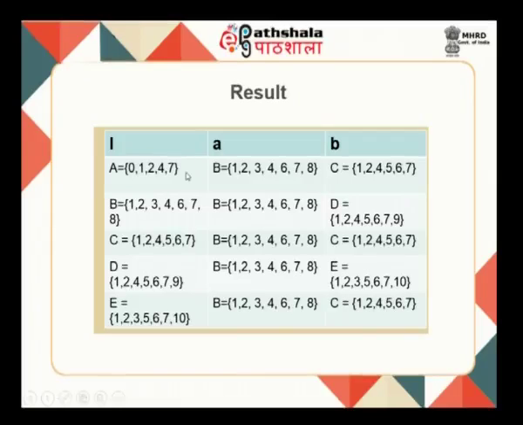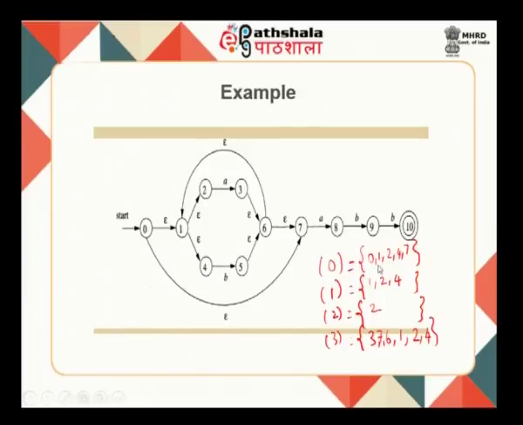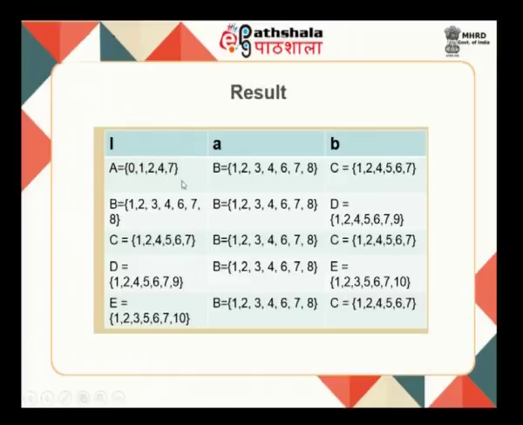Now, this is my first state. What did I say about the first state? It is the epsilon closure of your NFA's start state. Now, just now we saw in the previous slide, the NFA's start state has got epsilon closure as 0, 1, 2, 4 and 7. So, that is my DFA's start state 0, 1, 2, 4 and 7.